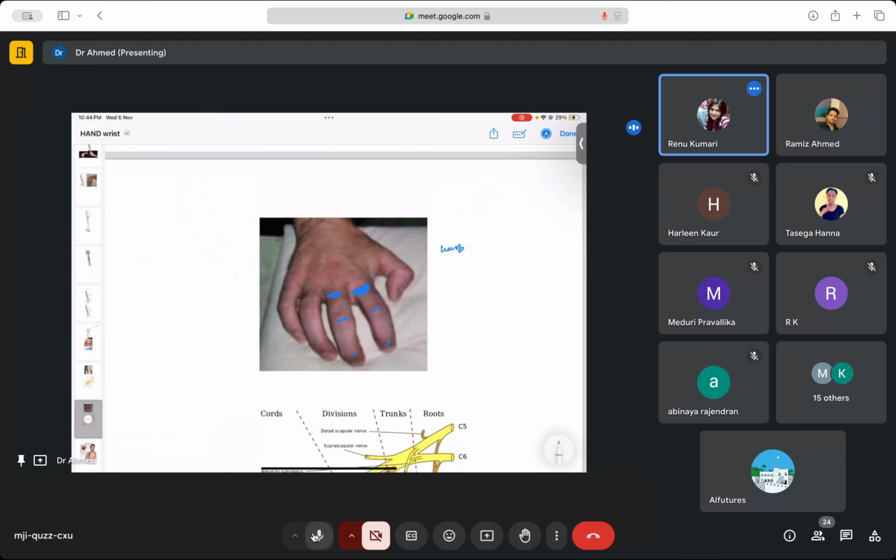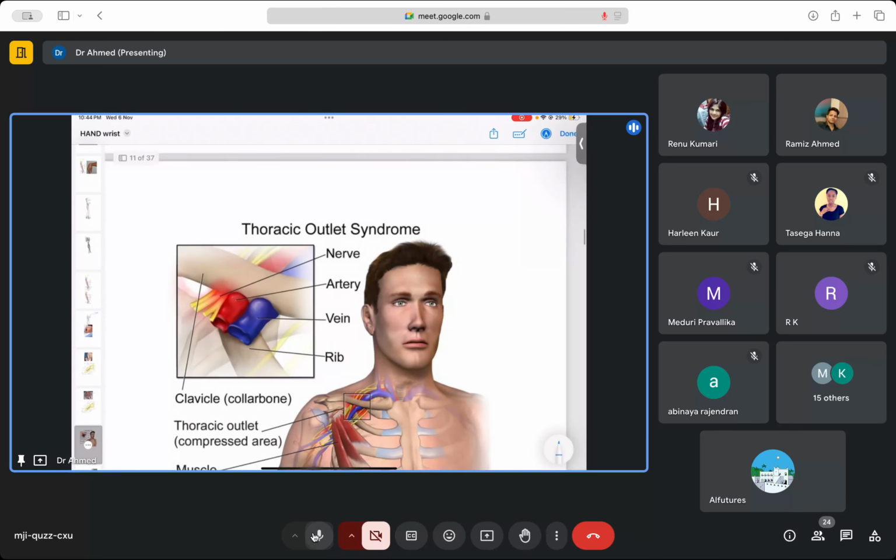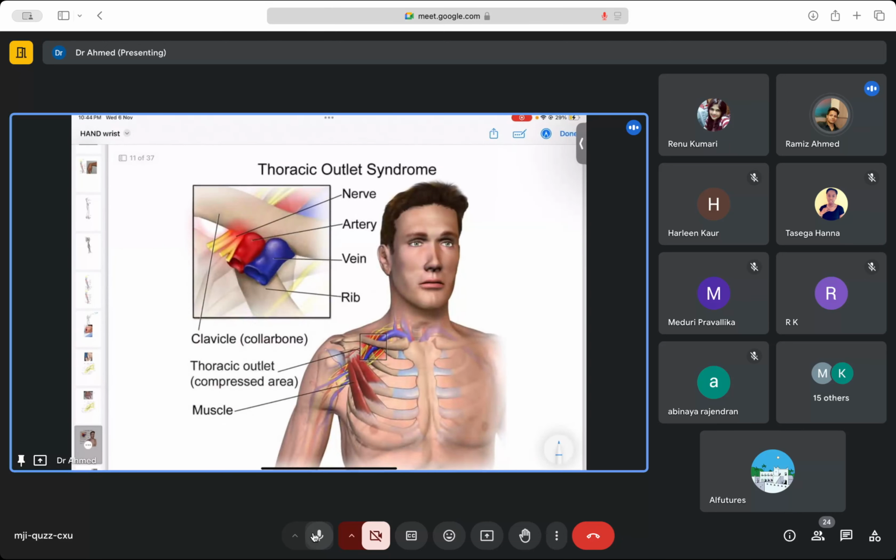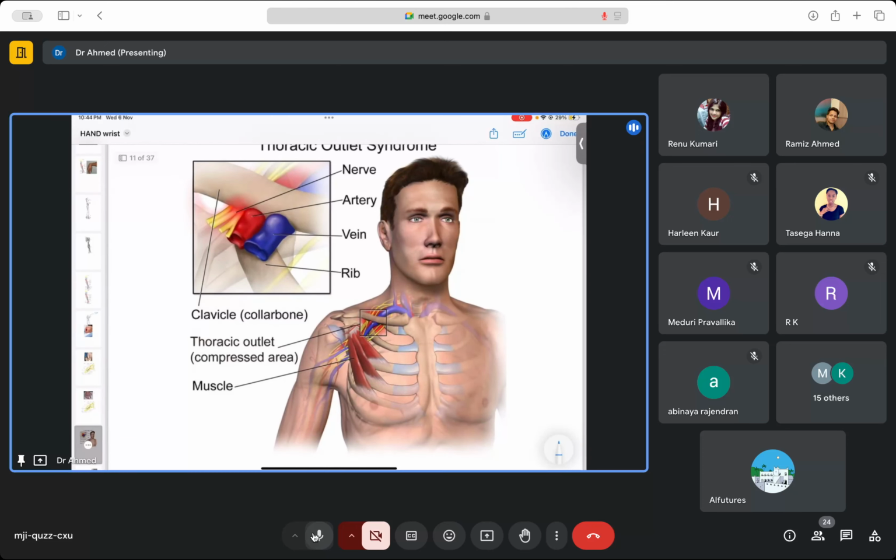Then we have a condition that is known as thoracic outlet syndrome. First of all, you guys must know what the thoracic outlet is. It is above the first rib and behind the clavicle, here. So if we have any pathologies related to this thoracic outlet, for example, one of the most common is a cervical rib, it can impinge upon these structures, the arteries and nerves, and it can give you the outcomes of thoracic outlet syndrome.